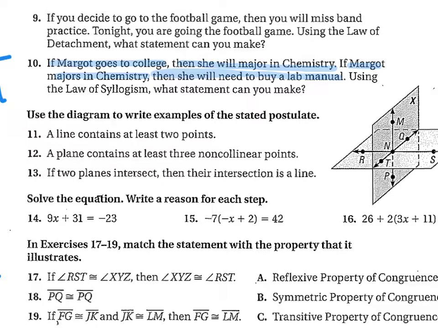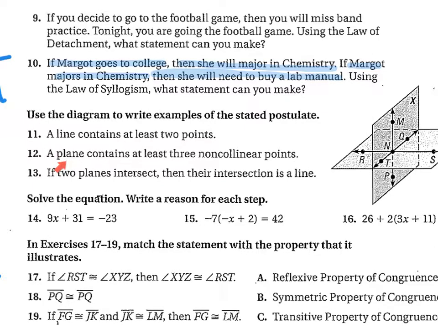Okay, gang, 11, 12, and 13. We're going to use this picture over here at the right. And basically, you want to come up with examples from the picture that support these definitions. So number 11 says a line contains at least 2 points. So just name a line on this picture that has 2 points on it. That's all you've got to do.